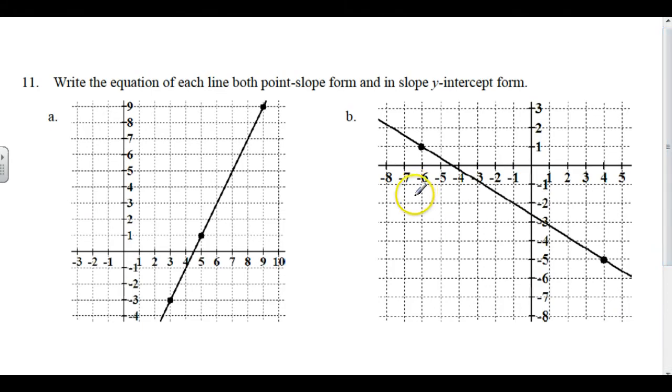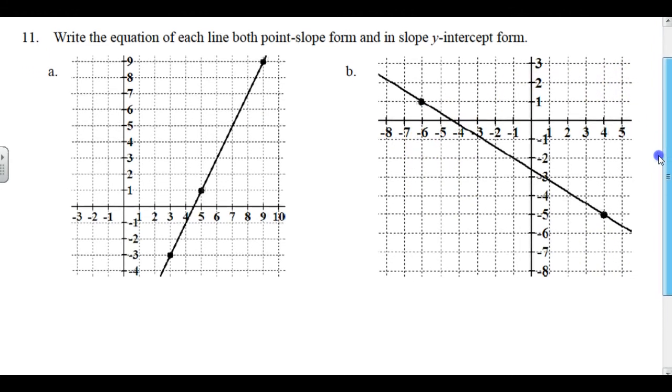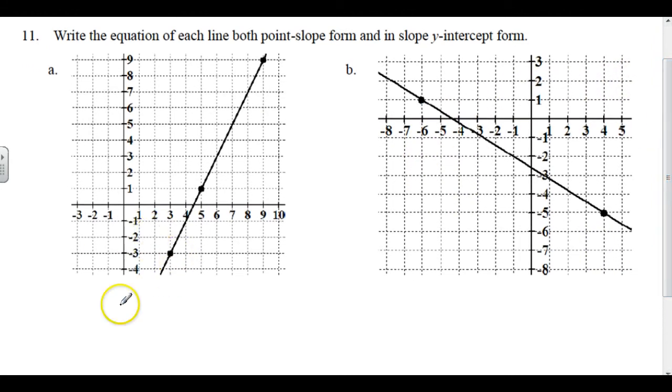Number 11. Write the equation of each line, both point-slope form and slope y-intercept form. All right, well, the y-intercept is not going to be easy to find here. Okay, so slope is, what do we got? 1, 2, 3, 4, 1, 2. So the slope is 2. We can use either point. So I'm going to use this one just because it's positive, so (5, 1).